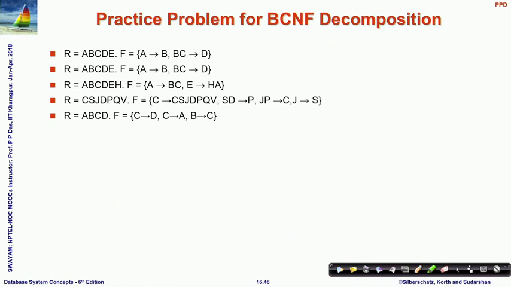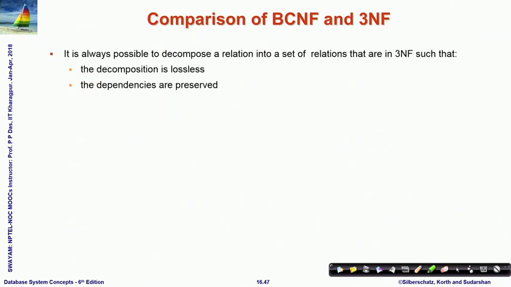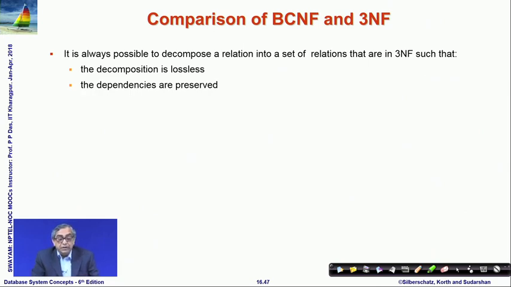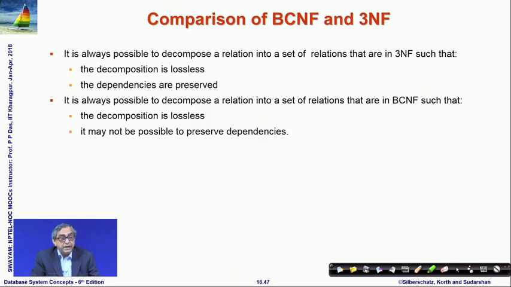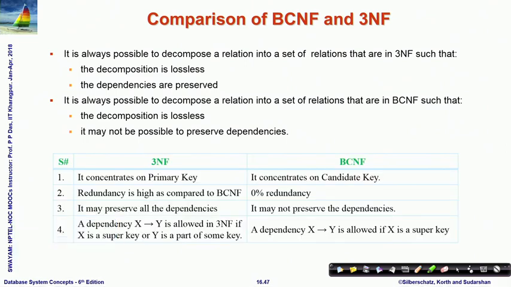Again, I have given a set of practice problems here which you should try and get confident in terms of BCNF normalization. Now, it is always possible to decompose a relation into a set of relations in 3NF such that the decomposition is lossless and the dependencies are preserved, whereas in the case of BCNF it is not possible. So, here is a table which summarizes the relative comparison between BCNF and third normal form, because they are the common ones. BCNF naturally is more strict, it gives you lesser redundancies, but it cannot guarantee that your dependencies will be preserved. So, more often we will accept 3NF as an acceptable normalized decomposition with some redundancy still existing, which we cannot get rid of.